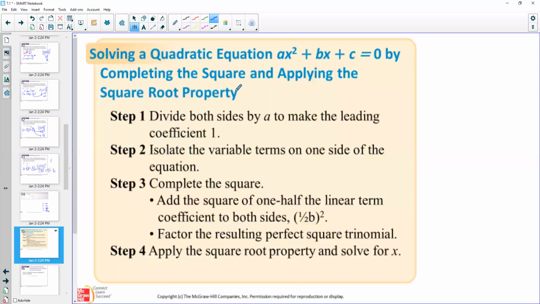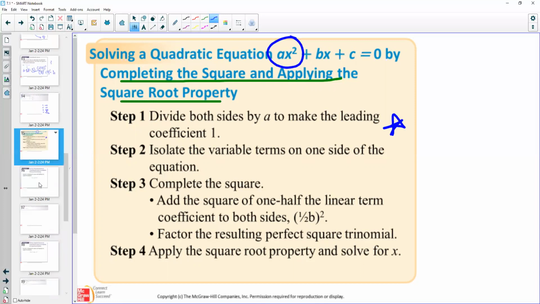So to solve something with completing the square and the square root property, because the goal of this is to be able to solve equations, the first thing we need to do is remember that we need the leading coefficient of a to be 1. So whatever the squared term is here. If you miss this step, you break this whole thing. So if there is a number in front of the x squared, you have to divide it away. And we'll show you examples. But you cannot miss that step. It's a really important step.